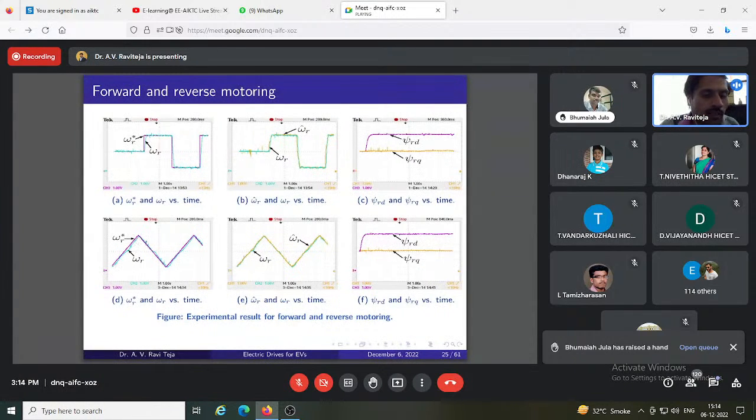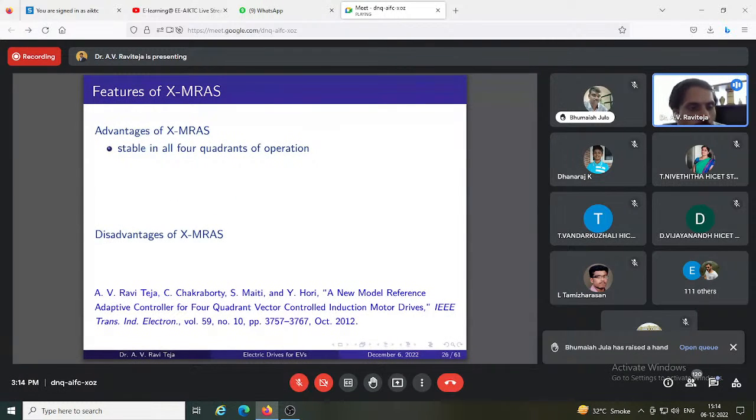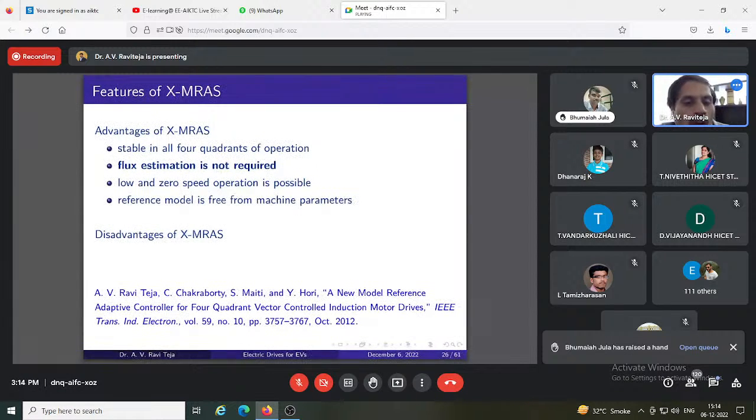This is a triangle speed reference, and as you can see, the actual speed is also trying to track the reference speed, and estimated speed is also accurately giving the estimate. And flux is again maintained constant throughout, so that I get fast response from the motor, and if this motor itself is used in an EV and ultimately the vehicle. Right? So the advantages: it is stable, MRAS flux estimation not required, low and zero speed operation we could do, and also the reference model is free from machine parameters.